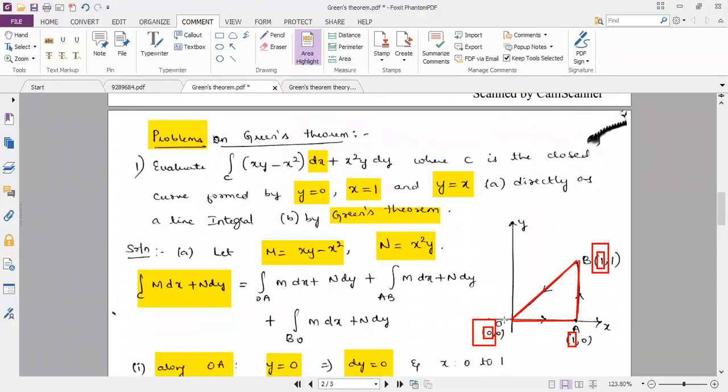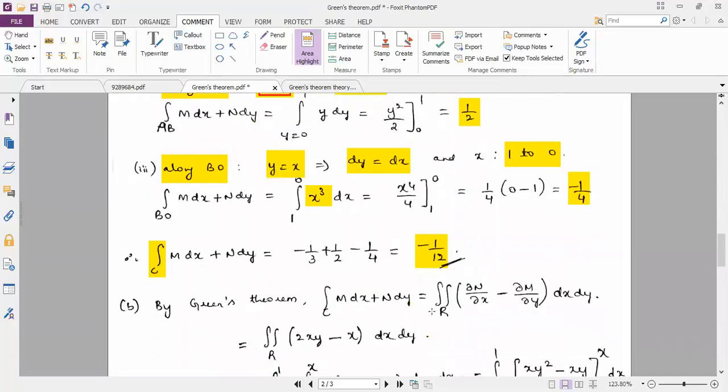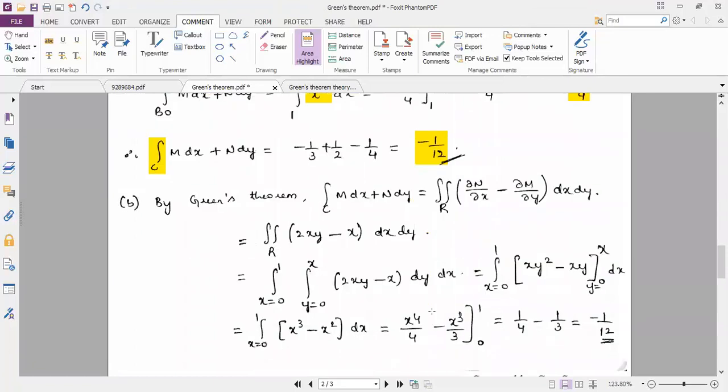Now we consider the same thing by Green's theorem. For the same data, for the lines y equal to 0, x equal to 1 and y equal to x, we need to evaluate and obtain the answer by Green's theorem. Let us see that. By Green's theorem, this is the formula: the integral over c of m dx plus n dy is equal to the double integral over R of dou n by dou x minus dou m by dou y, dx dy.